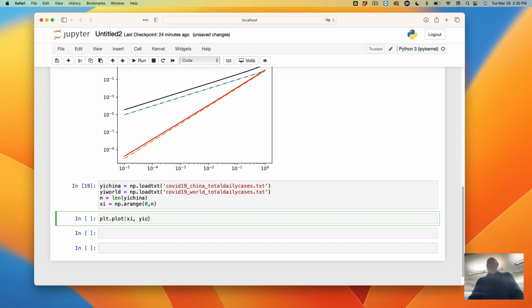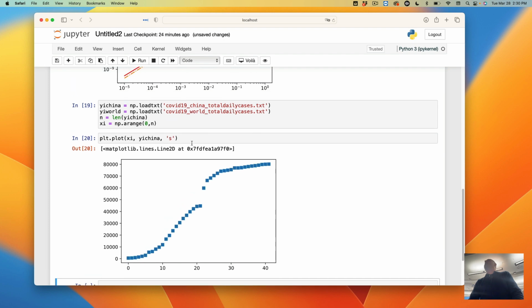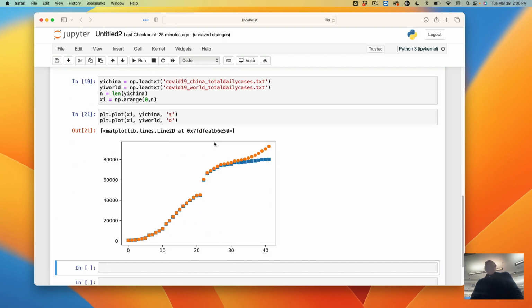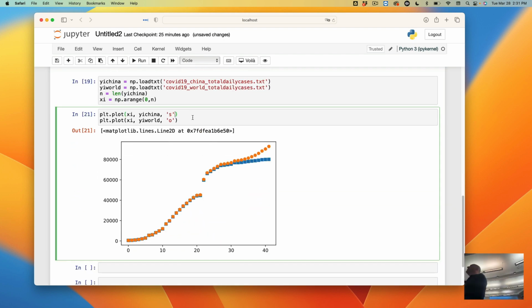plt.plot, xi, yi China, and we're going to do squares, C, okay? And then plt.plot, xi, yi world. And I'm also going to do disks, okay?